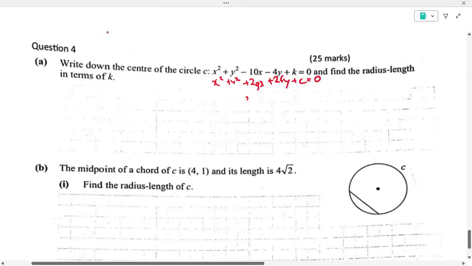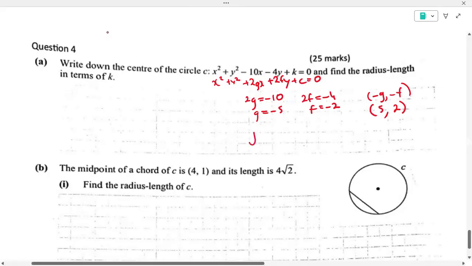So that tells me that 2g is equal to minus 10 and that 2f is equal to minus 4. So g is minus 5 and f is minus 2. But of course, from our log tables, we can see that the center of our circle is (minus g, minus f). So because of the minus, that changes to a positive 5, and this changes to a positive 2. So our center is in fact (5, 2).